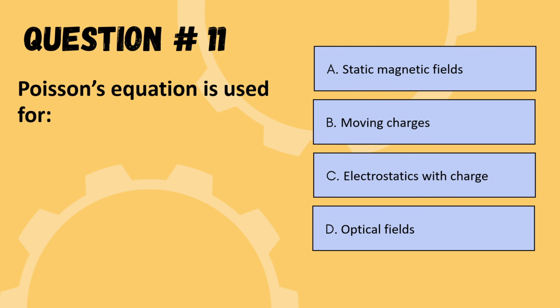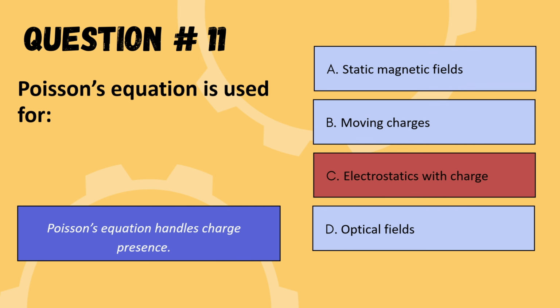Next question is, Poisson's equation is used for, options are static magnetic field, moving charge, electrostatics with charge or optical fields. So the correct option is option C, electrostatics with charge. So we are moving to the next question.